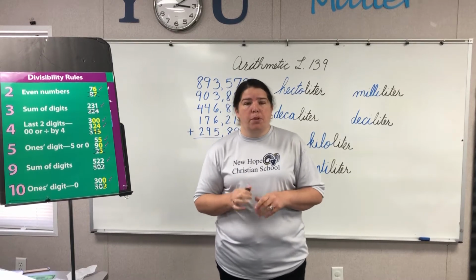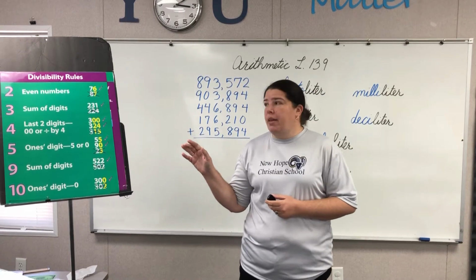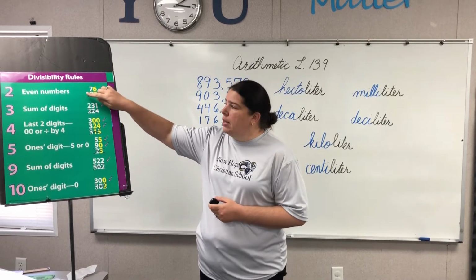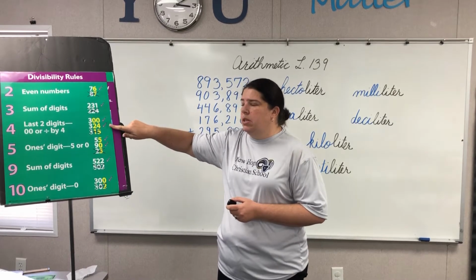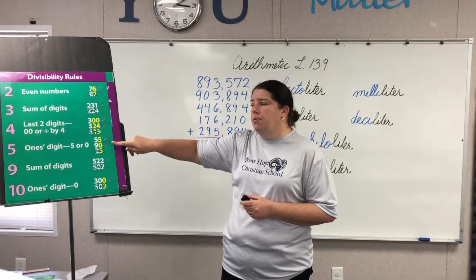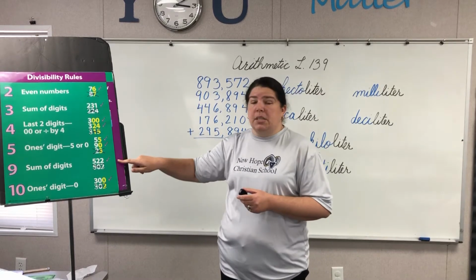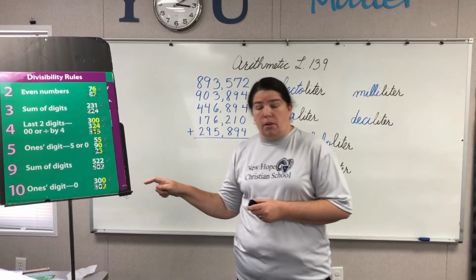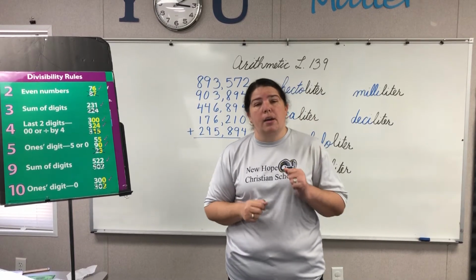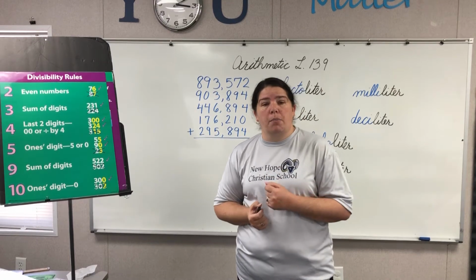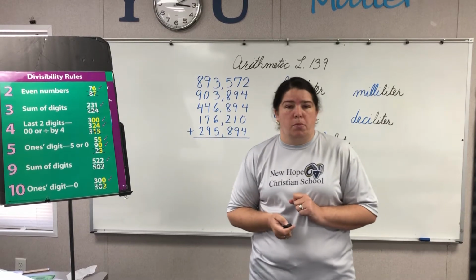Boys and girls, I'd like to start off with reminding you about your divisibility rules. Let's say them with me together. 2 is even numbers. 3 is sum of digits. 4 is last two digits, 0, 0, or divisible by 4. 5 is ones digit, 5 or 0. 9 is sum of digits. 10 is ones digit, 0. Okay, don't forget those. You will need to use them to be quick at dividing, knowing whether a number is divisible by that number or not. So let's start with our board work.